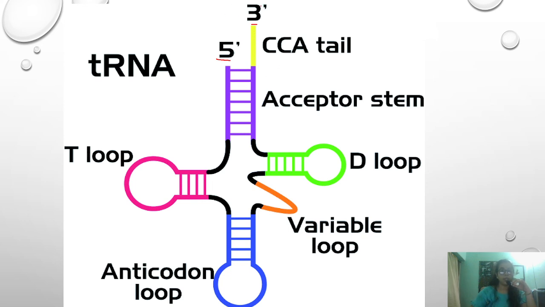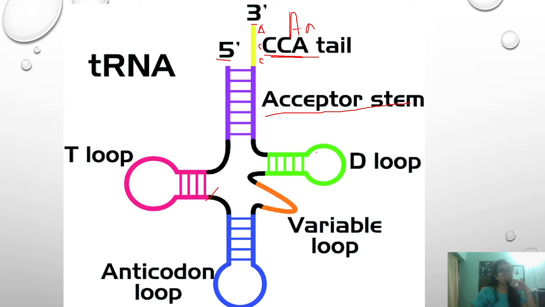Okay, and you can see here in the 3 prime end there is a sequence called the CCA sequence. In this sequence the amino acid will come and bind. That's why it is called the acceptor stem. It will accept the amino acid in this sequence, that is the CCA sequence. CCA, like this it will be present. Because we read the sequence in the 5 prime to 3 prime direction, we will read like this, not ACC. CCA sequence.